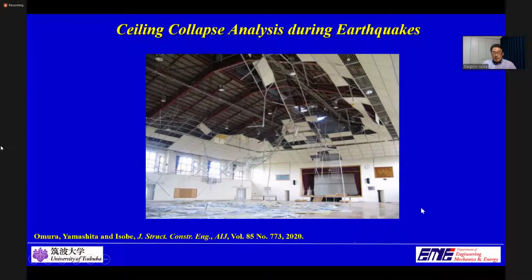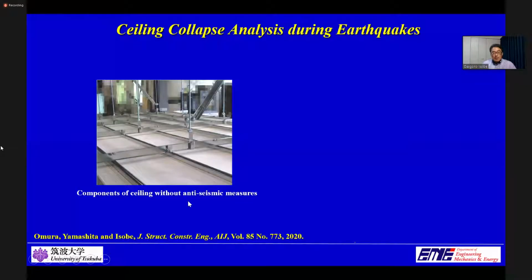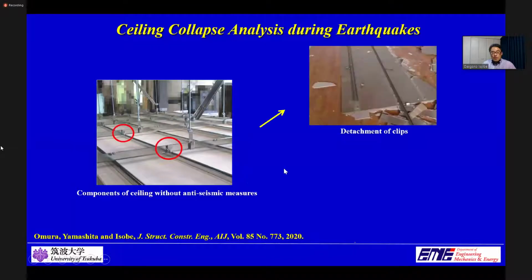The components of the ceilings at the backside are quite complicated, as you see here in this picture. These clips are small and delicate components, and they may be detached during repeated excitation. Once there's a local detachment of clips, a change in the load distribution may cause a chain reaction of detachments, which ends in a drop of plasterboards.